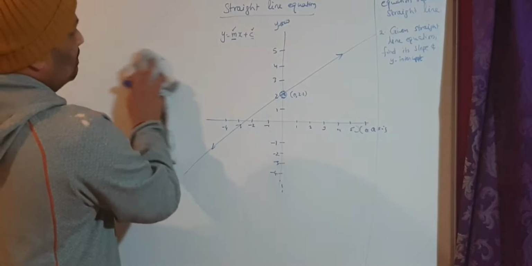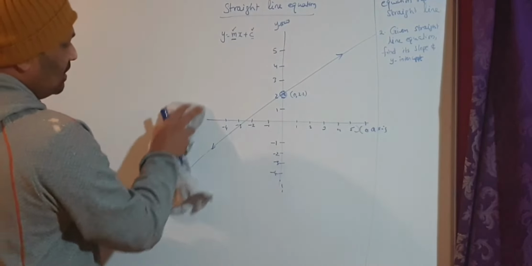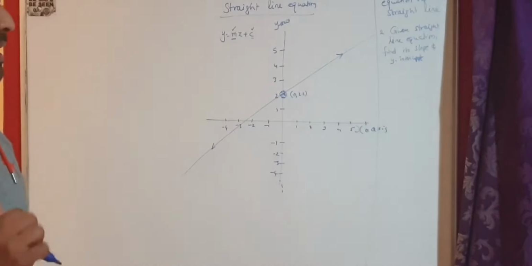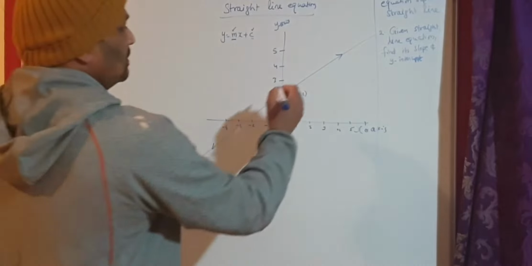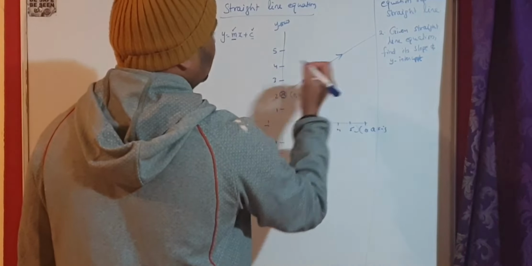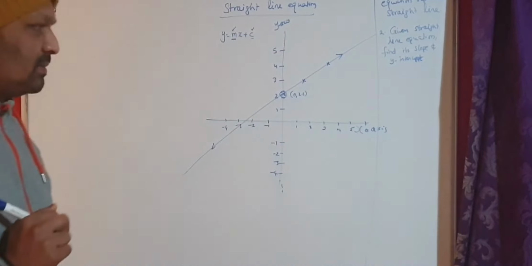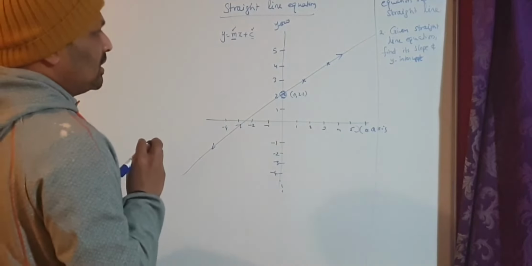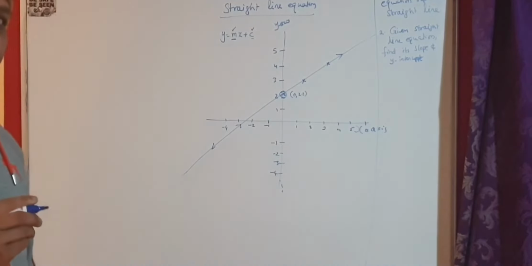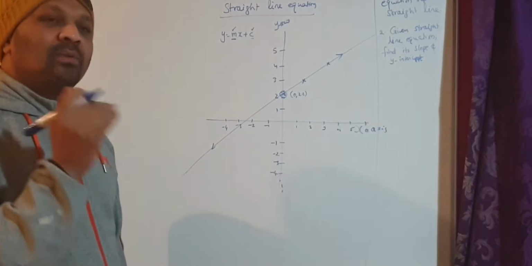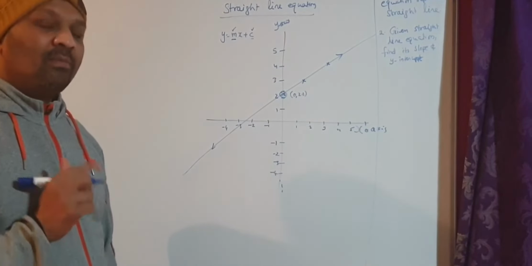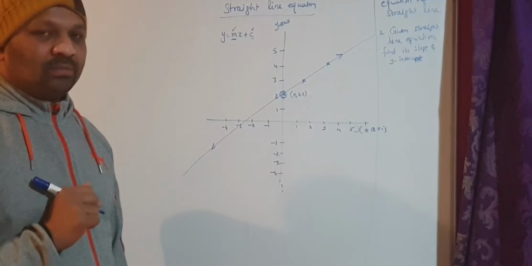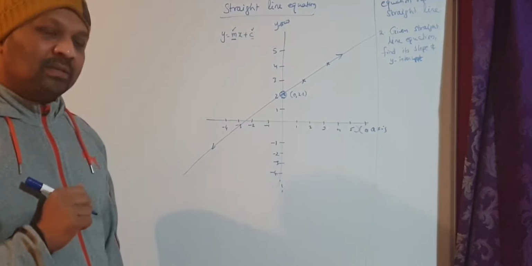So two things we found out. Say for example the straight line equation is not given, but rather two points on the straight line are given. For example, this point is given, this point is given. Now tell me, how many lines can pass through two given points? Can there be more than one line? Can there be two lines? Can there be three lines? Or can there be zero lines?